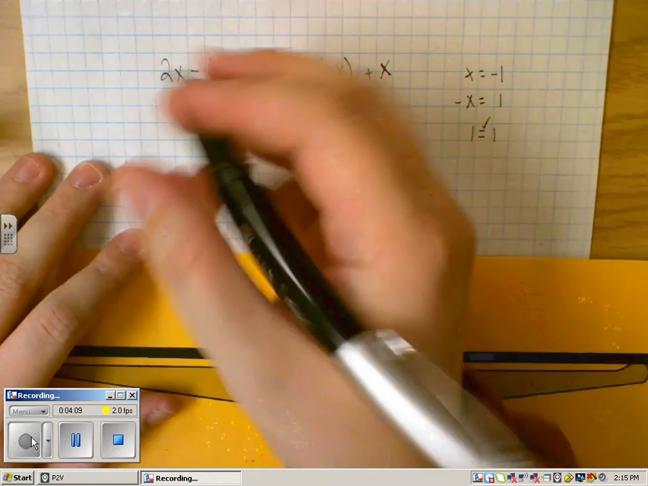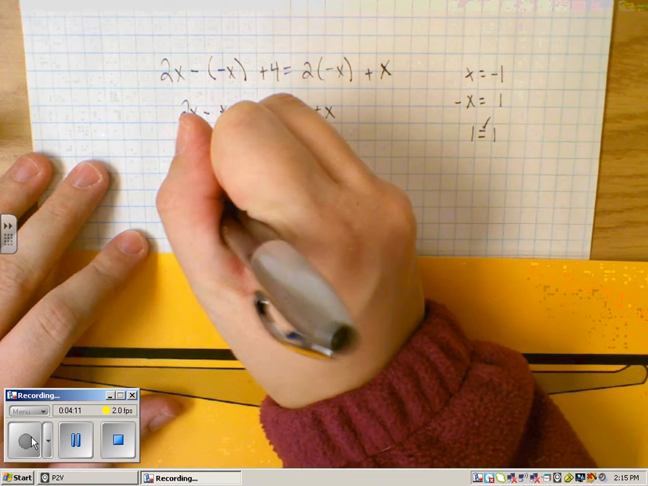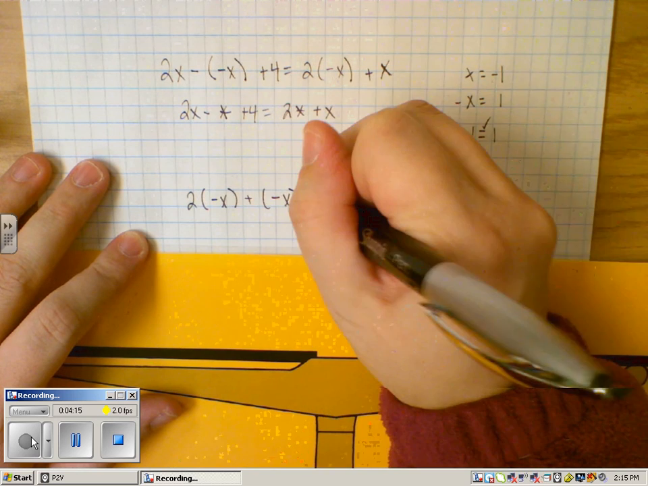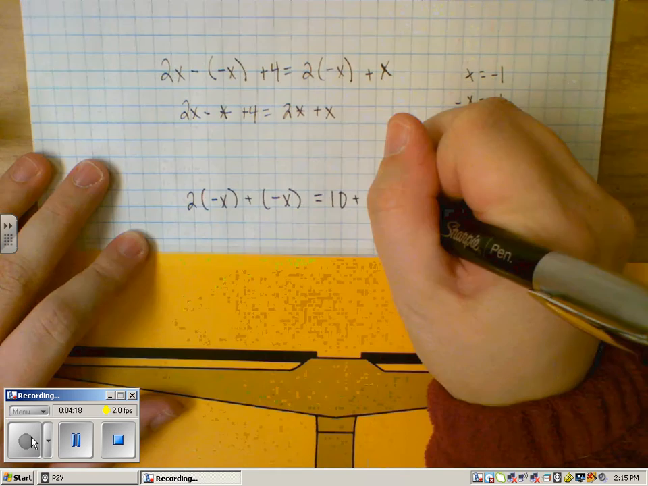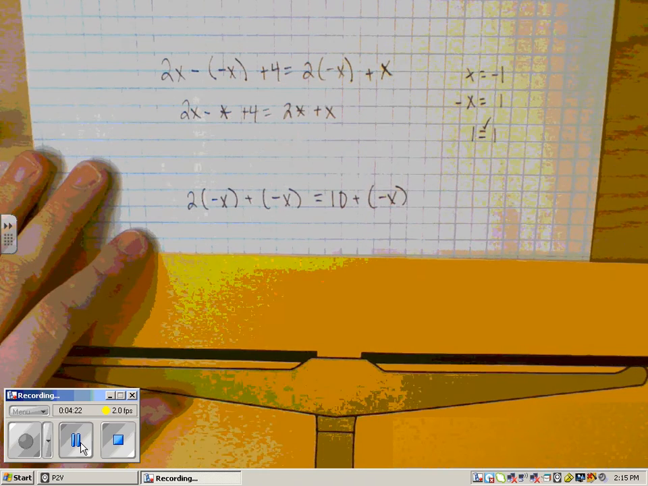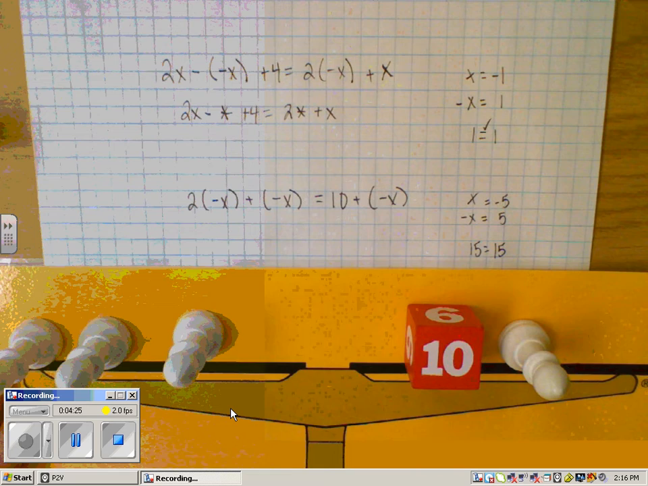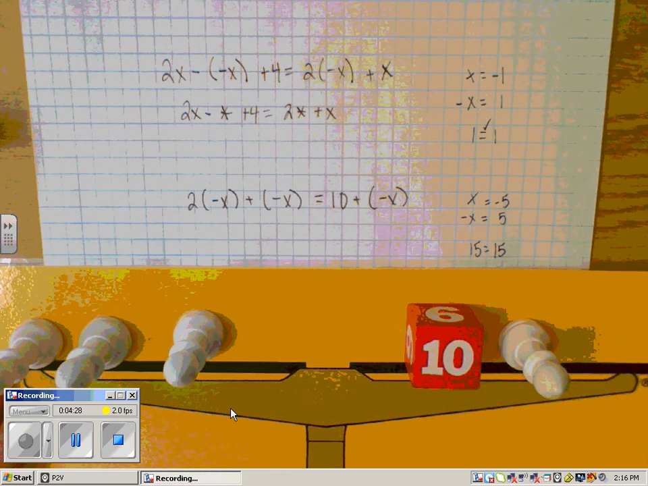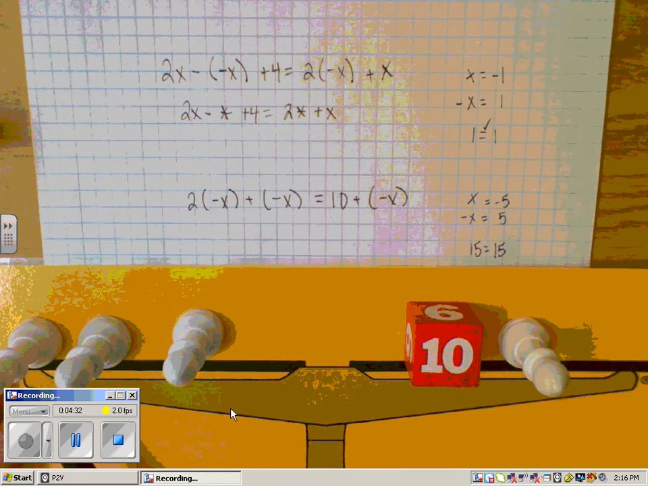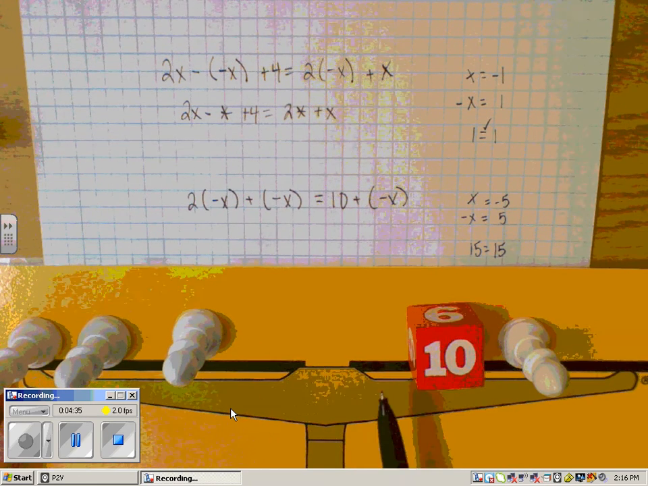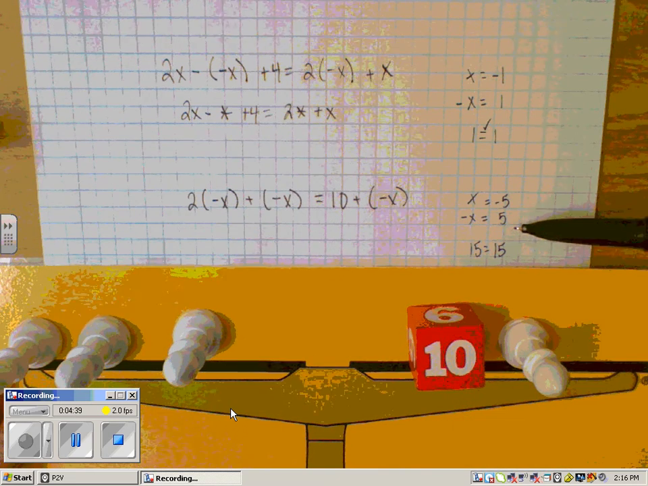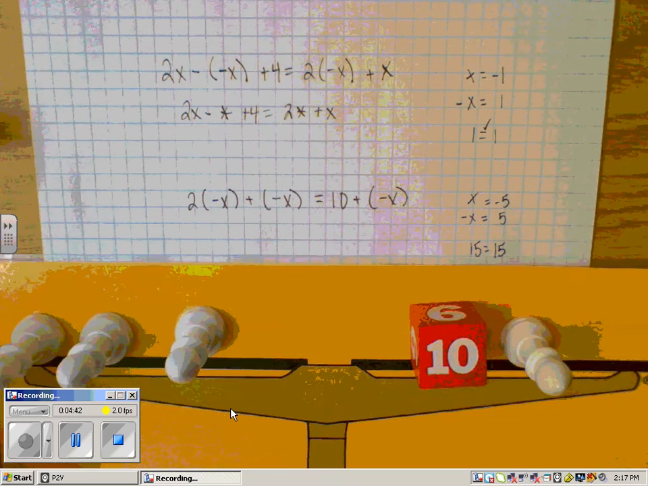So here we go. Let's try this one. 2 negative x plus negative x equals 10 plus a negative x. So set that up and solve the equation. Okay. Now in this equation, there actually aren't any x's. It's just all stars. So you should end up with 3 star equals 10 plus star, and when you solve it, you should get that negative x equals 5, and your check is 15 equals 15.